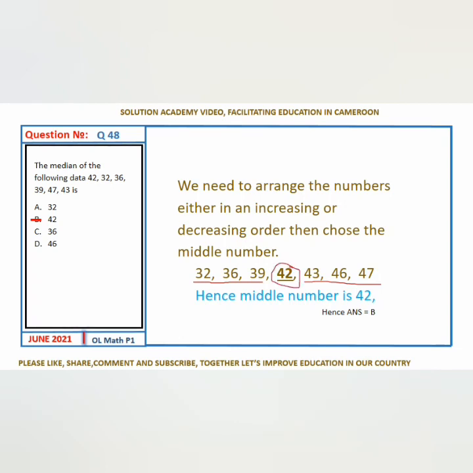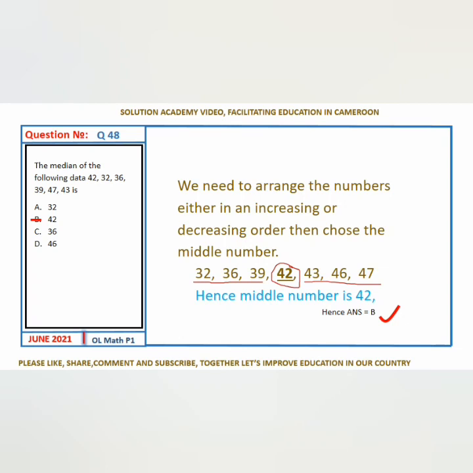Or you can as well arrange it in a decreasing order from 47 to 32. 42 will still be the middle, from 47 to 32, that's in decreasing order. That means you start from the highest to the lowest. Your answer will still be B.